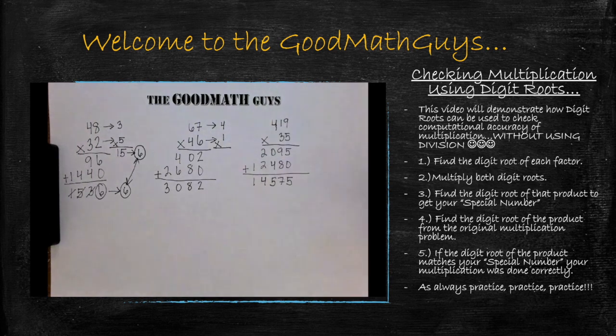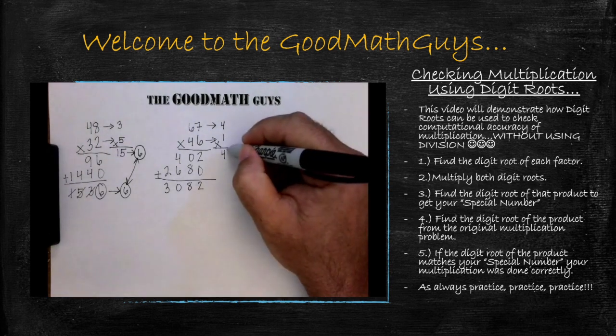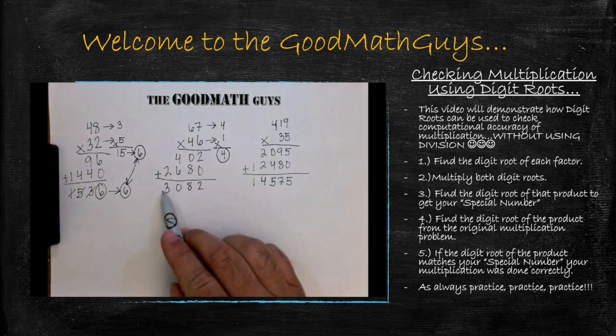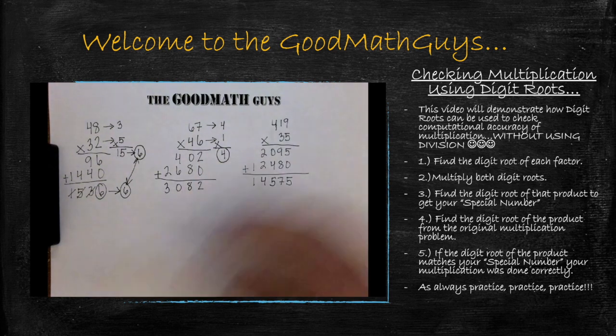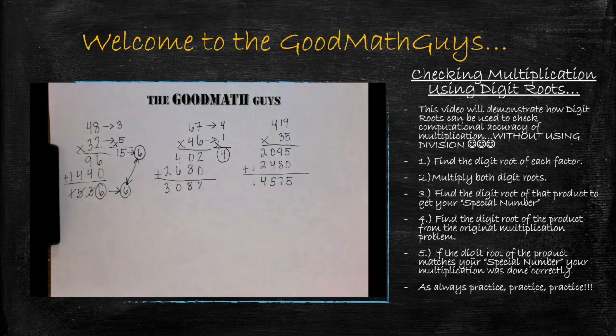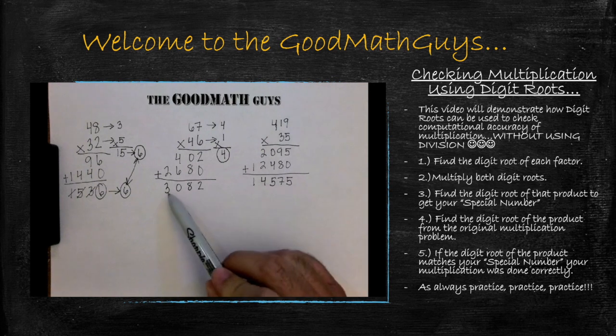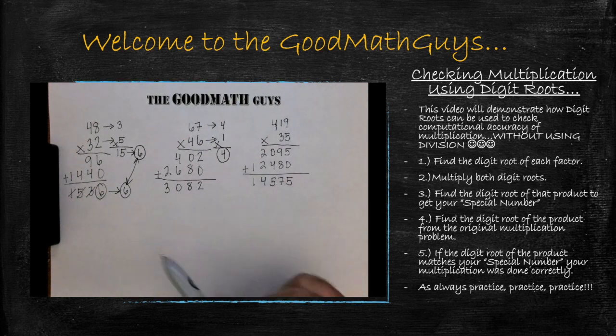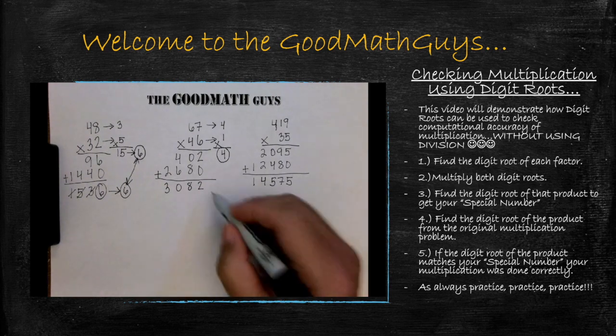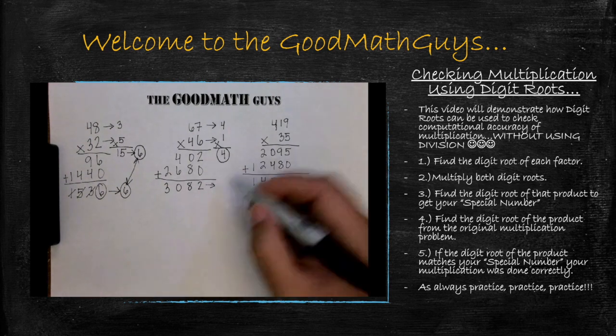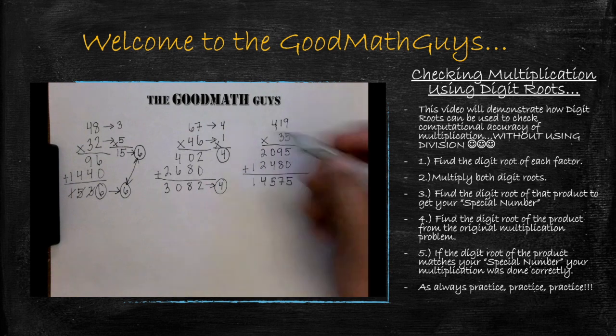4 times 1 is 4. 4 is a digit, so we leave it alone. Our magic number here is 4. If I can get a digit root here of 4, we're good to go. I don't see any 9s or anything here, so we'll just do our repeated addition. 8 plus 2 is 10, plus 0 is obviously 10, plus this 3 is 13. 13 is not a digit, so when we add 1 plus 3, we also get a digit root of 4, exactly like we should.